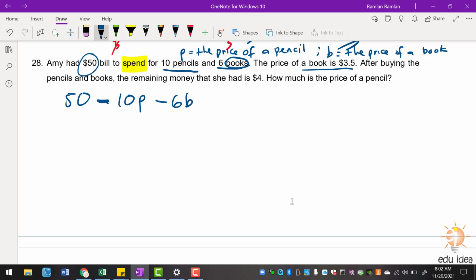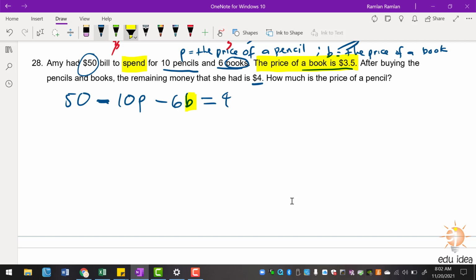And then after buying the pencils and books, the remaining money that she had is $4. So it means that she had this $50 and she spent it on this, and the remaining money will be equal to $4. This one is the remaining money. Since we know that the price of a book is $3.5, we can substitute the value of B with 3.5, because B represents the price of a book.